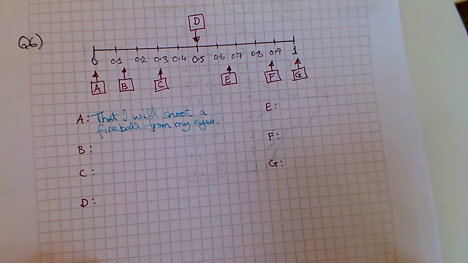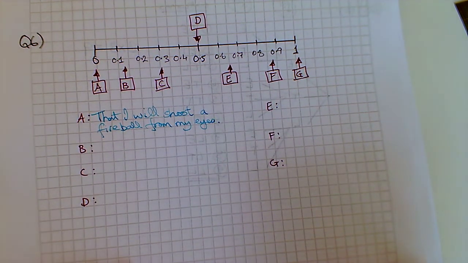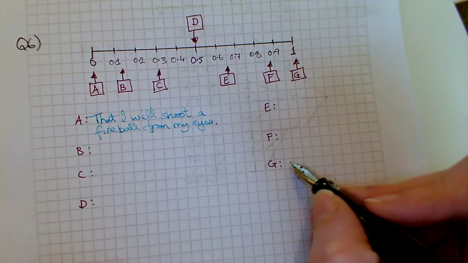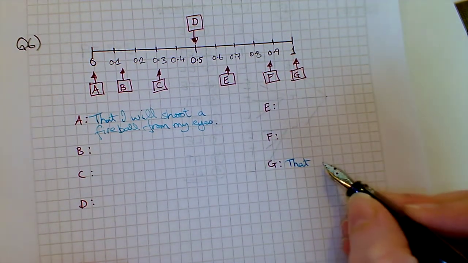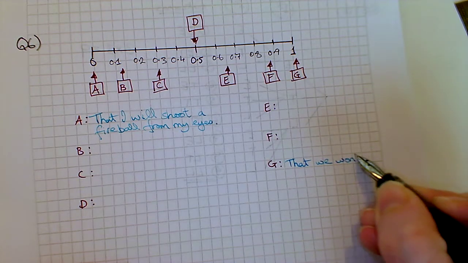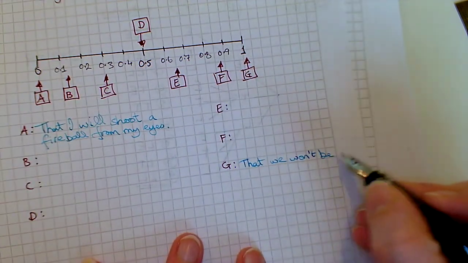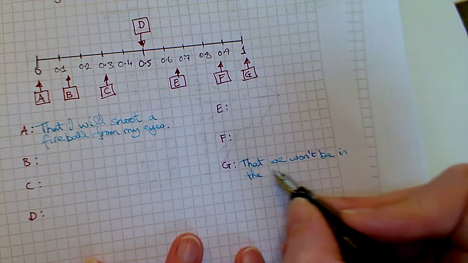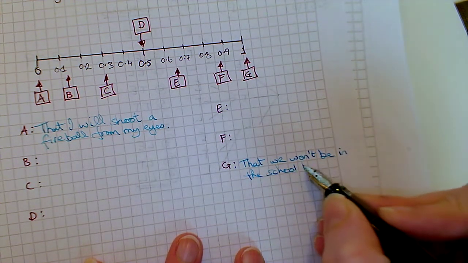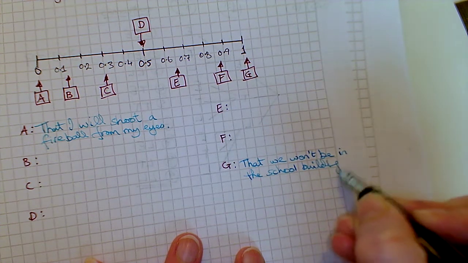Okay, let's go to something that is certain, something that is definite. Well, I think it's pretty definite that we're not going to be in school tomorrow, unfortunately. So we won't be in the school building tomorrow.